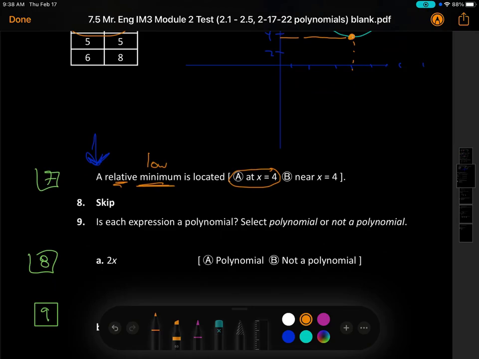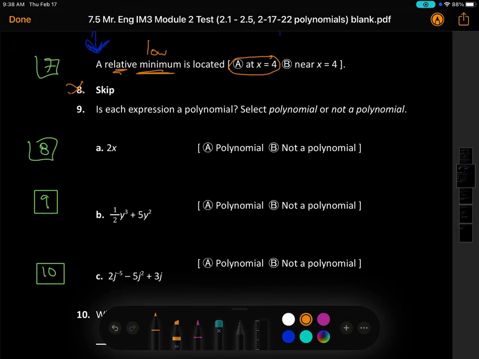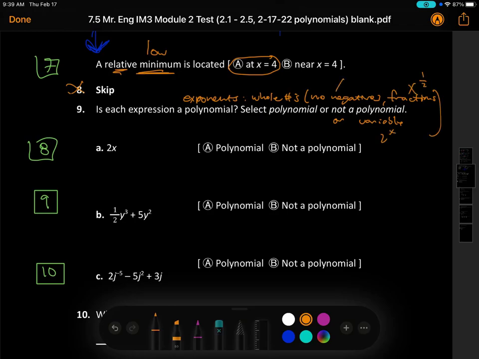8 and 9, and number 8 we skipped. Number 9 is, is each expression a polynomial? So a couple of things here. Remember the exponents should be whole numbers. So that means no negatives, fractions, or variables, like 2 to the x power. That's an example. Or x to the 1/2, or x to the -3. Does that make sense? Okay.